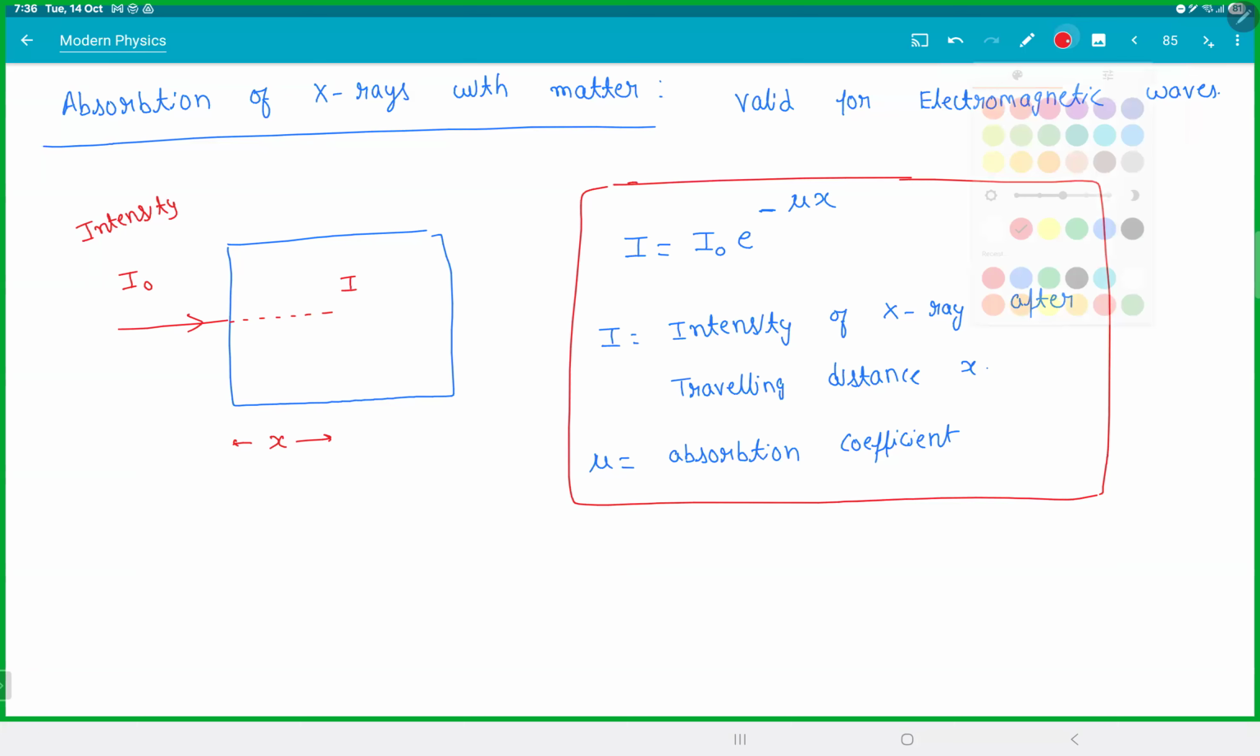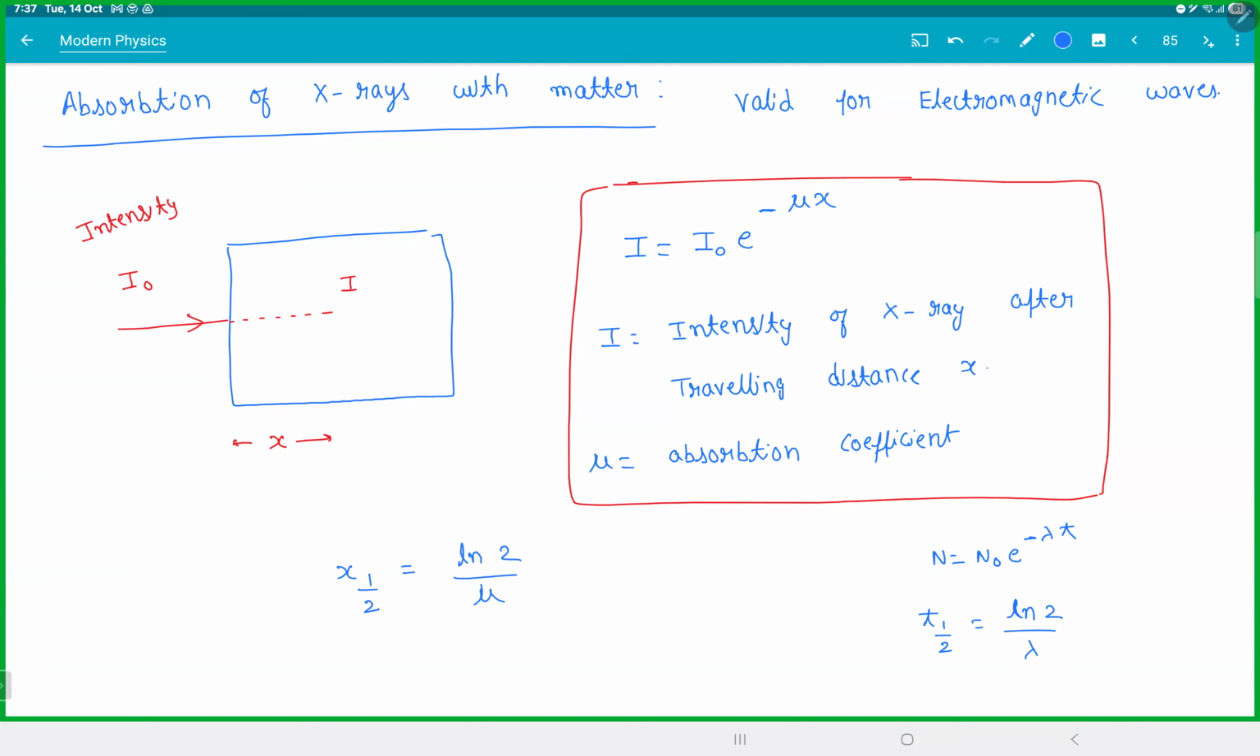So that's your formula. And if you actually observe this formula, doesn't it look like N is equal to N naught e power minus lambda t? Remember radioactivity? It looks like that. So here the half-life T half will be ln 2 by lambda. This is the time when your number of atoms become half. Using the same logic here, I can also say x half, meaning the distance traveled for the intensity to become half, is ln 2 by mu. So this is the distance when the intensity of X-rays becomes half. Just like half-life, you can say half-life distance.